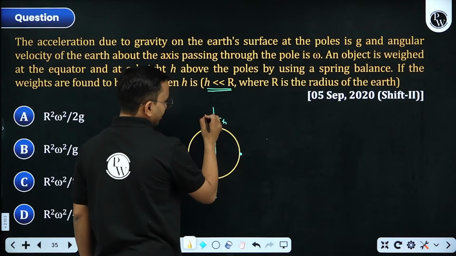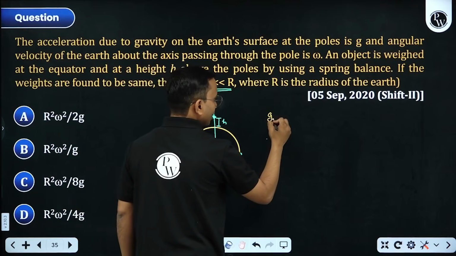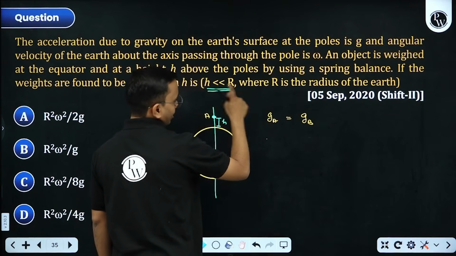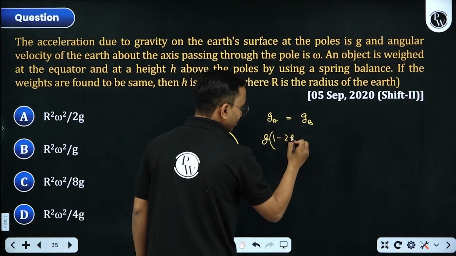So let us take this is A, this is B. So I'll say gA is equal to gB. What is gA? This assumption if I take, I can write this as g into 1 minus 2h by r.